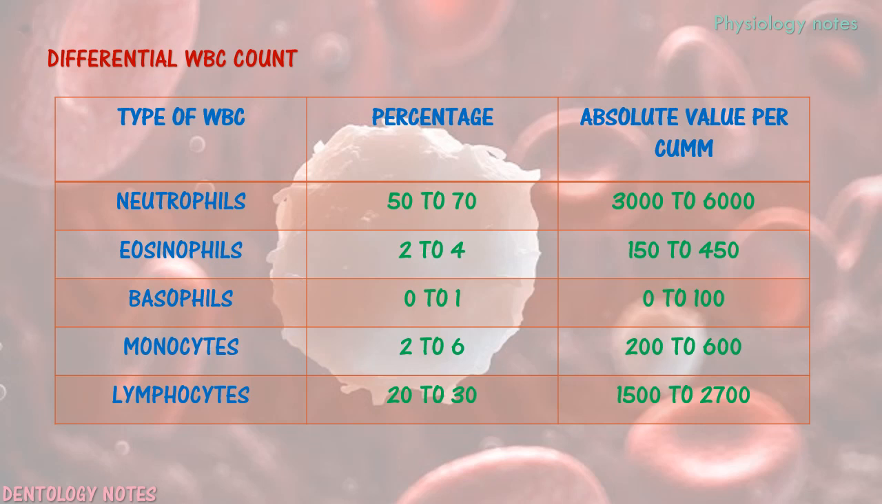Eosinophils, 2 to 4%, 150 to 450 per cubic millimeter. Basophils, 0 to 1%, 0 to 100 per cubic millimeter. Monocytes, 2 to 6%, 200 to 600 per cubic millimeter. Lymphocytes, 20 to 30%, 1500 to 2700 per cubic millimeter.